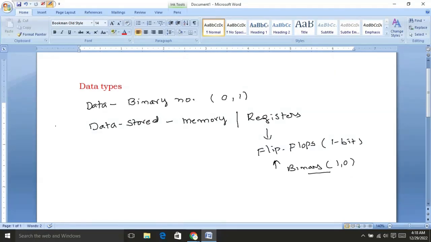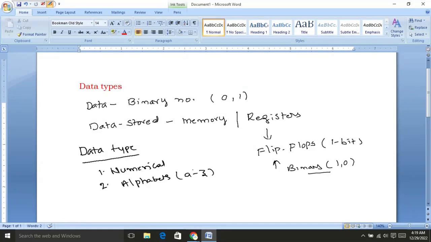Generally, the data types in digital systems are categorized into three categories. Those are numerical data, the second one is the alphabets, that means A to Z, and the third one is some special symbols which are used for some special purpose or to represent some specific operations.